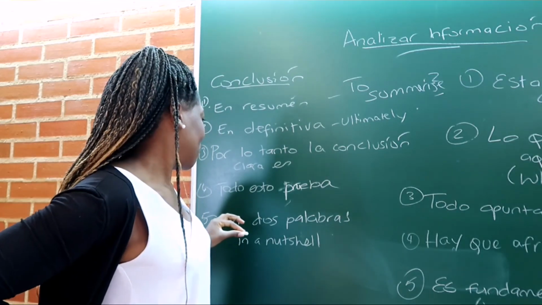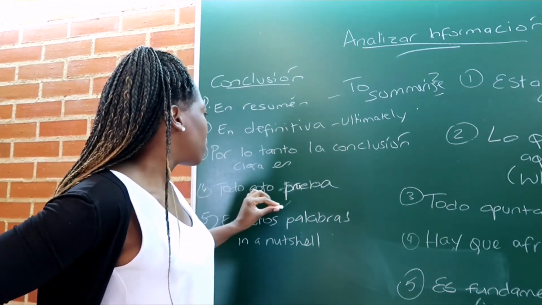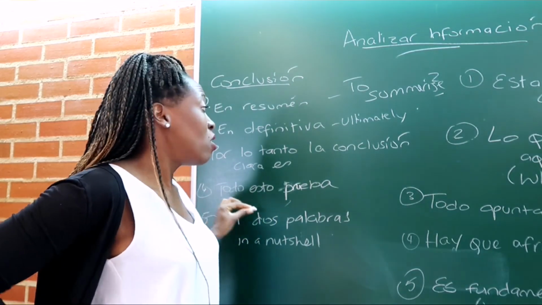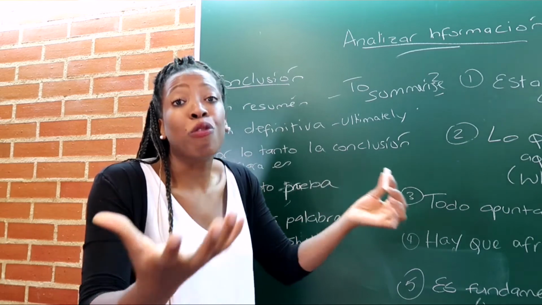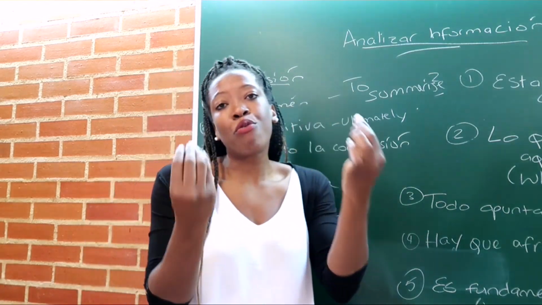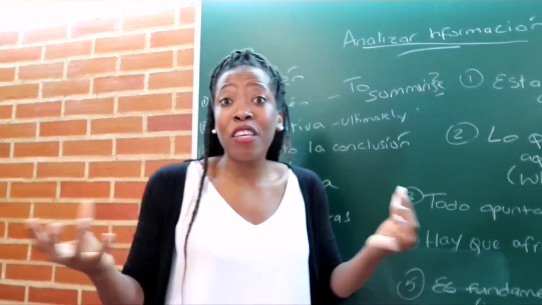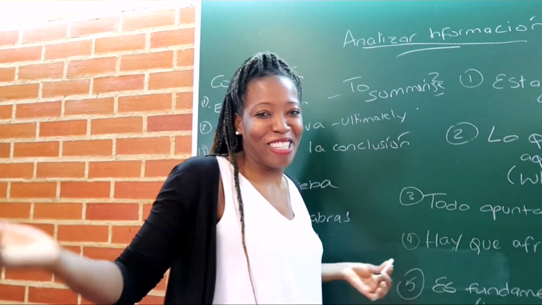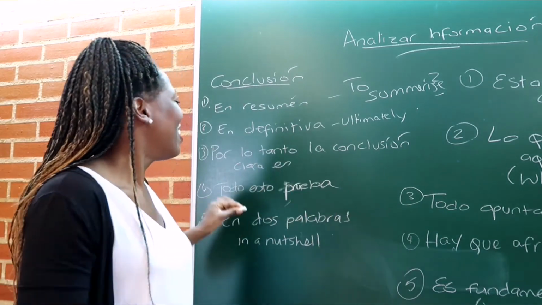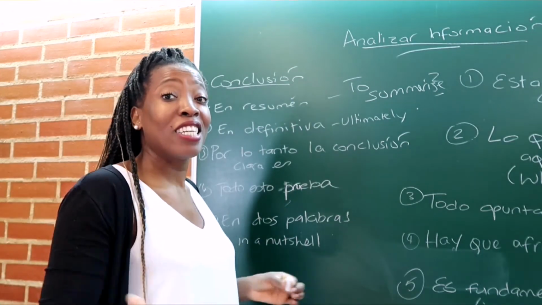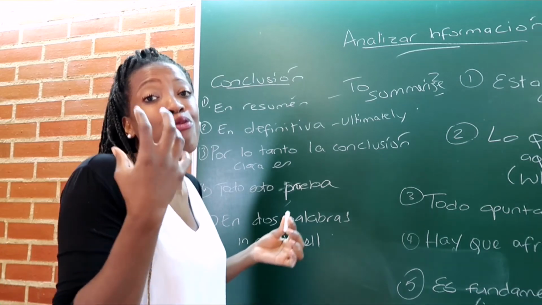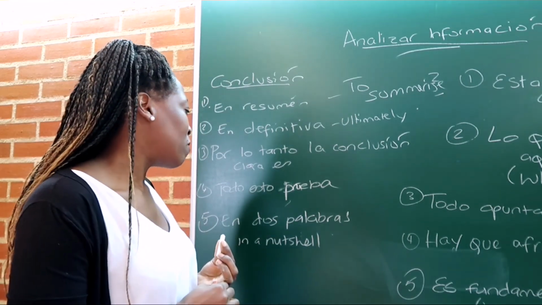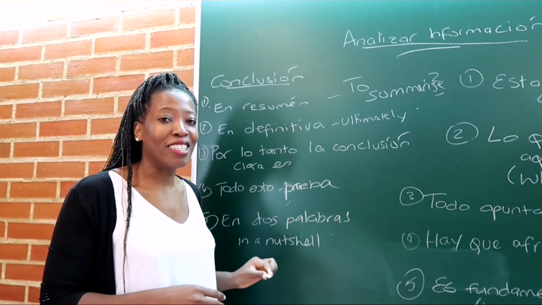Okay? Next. Todo esto prueba. Say, all of this proves. Okay? All of this proves. What does it prove? Well, all of this proves that it was all a big conspiracy. Okay? Imagine your paper was on conspiracy, I know. Todo esto prueba. All of this shows. Okay? All of this proves. Okay? Right. And the last one, en dos palabras.